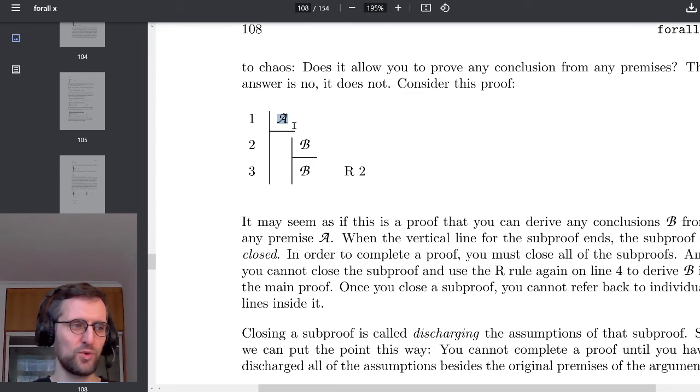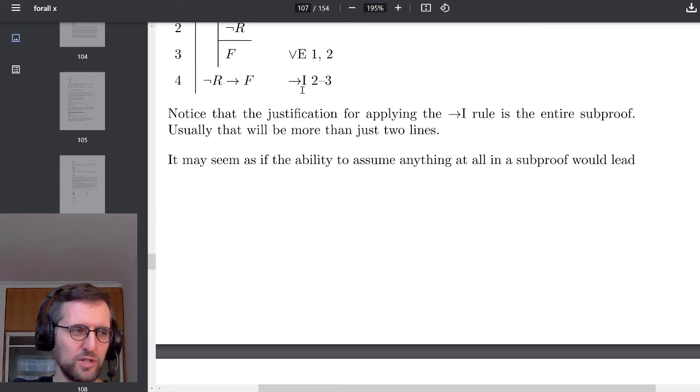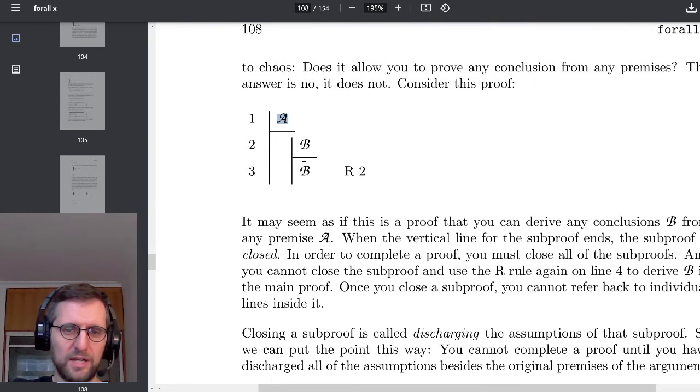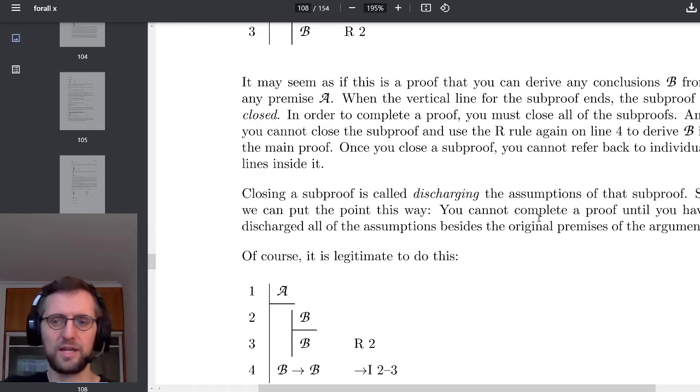So closing it, we have to have a rule for why we close it, right? That's how I understand it. So we close it here with the introduction rule. And here we cannot just reiterate by closing the proof. That would make no sense. Closing a subproof is called discharging the assumptions of that subproof. So we can put the point this way: you cannot complete a proof until you have discharged all of the assumptions besides the original premises of the argument.